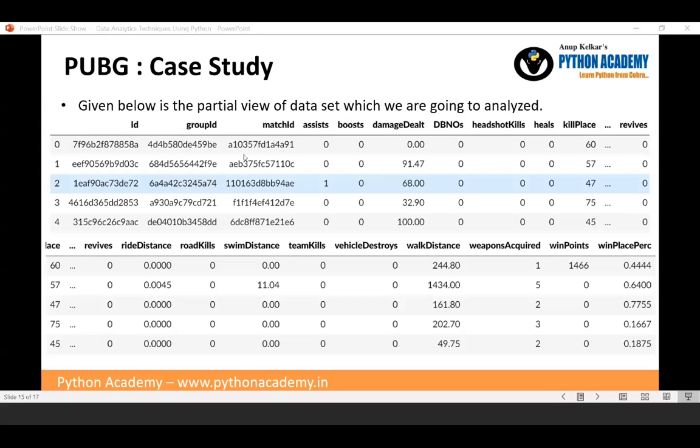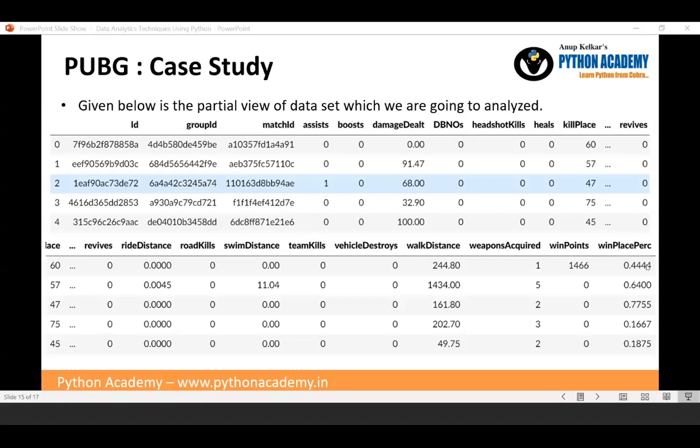The first are just the IDs: ID, group ID, match ID. Now from here, all the columns start. I have added the column details also in the actual code. So assists, boosts, damage, DBNOs, headshots, heals, these are the other columns, the ride distance, all these different columns are there. Then winning points, that is the win place percentage. That is what we need to predict if you are going for machine learning.